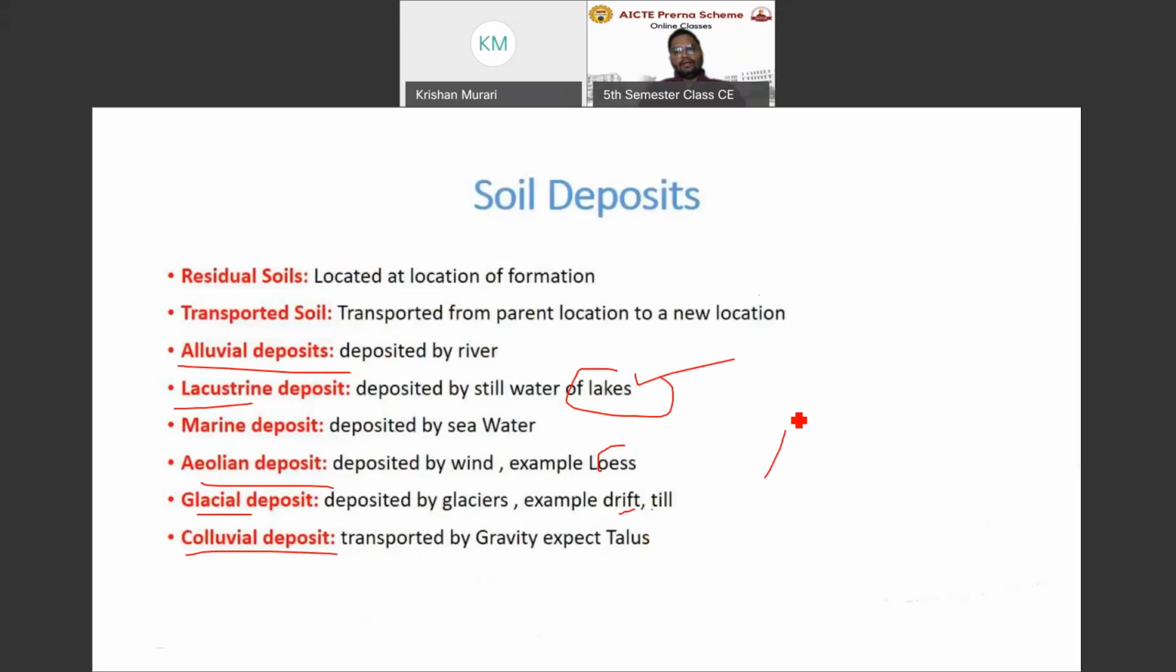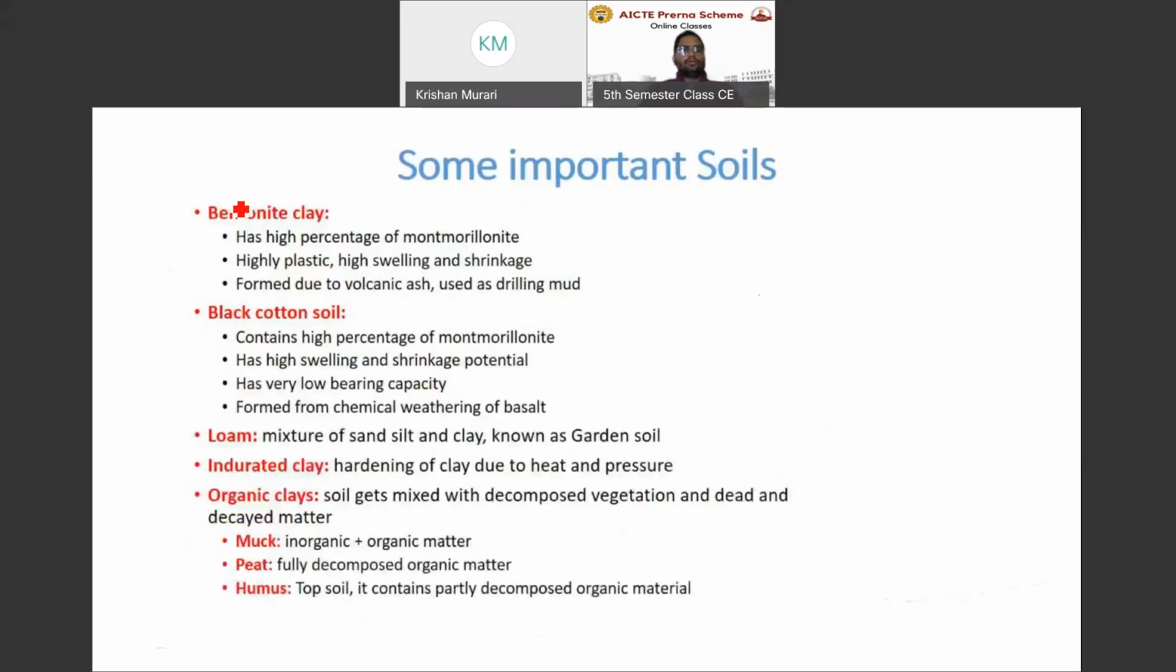If any hill has a steep slope, the soil or rock falls because of gravity action. Because of gravity action, that soil is called colluvial deposit. For example, talus soil. Some special types of soil are also there. We discuss them one by one.